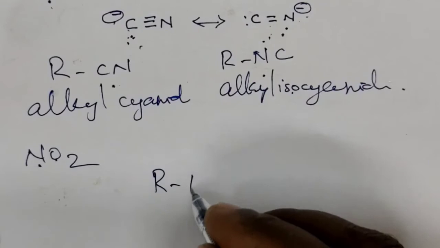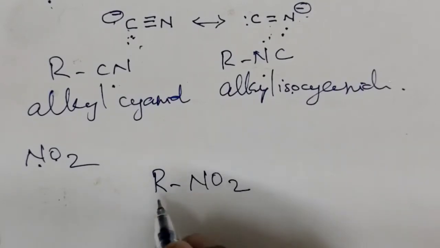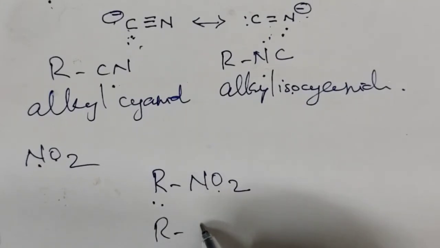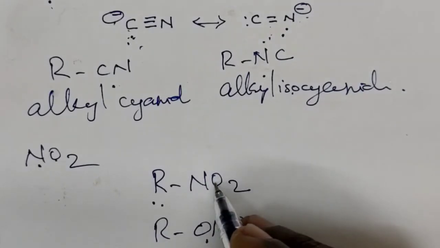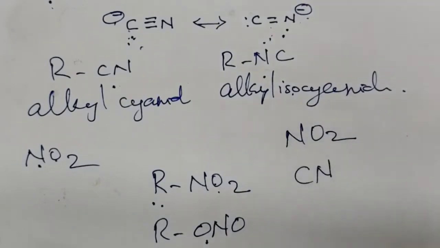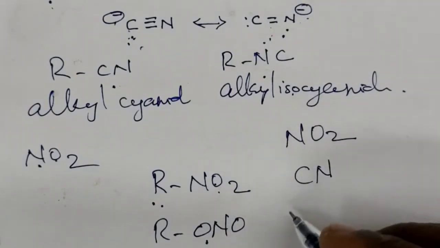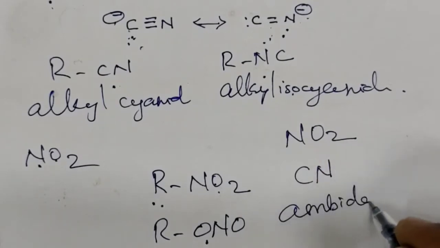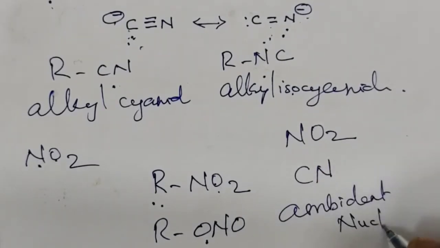If it is linked through the nitrogen atom, we get nitroalkanes. The product formed is called nitroalkanes. If it is linked with the oxygen atom, we get RONO, so alkyl nitrites. So this is alkyl nitrites, this is nitroalkanes. So these NO2 group as well as CN, having two nucleophilic centers, are called ambident nucleophiles.